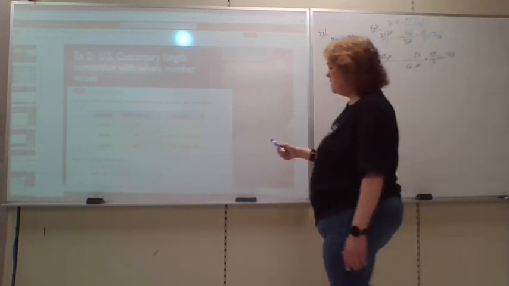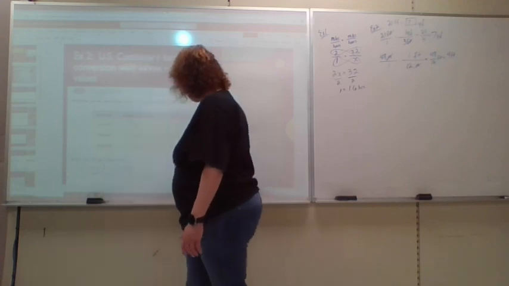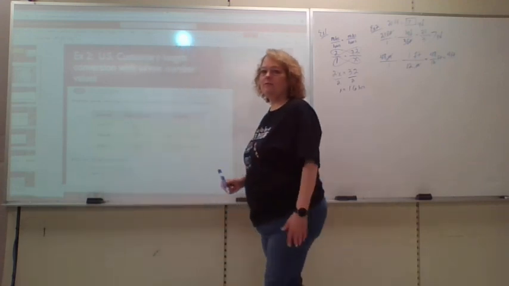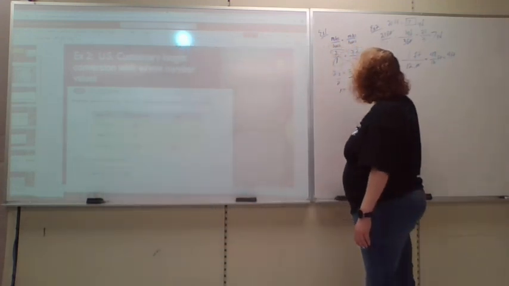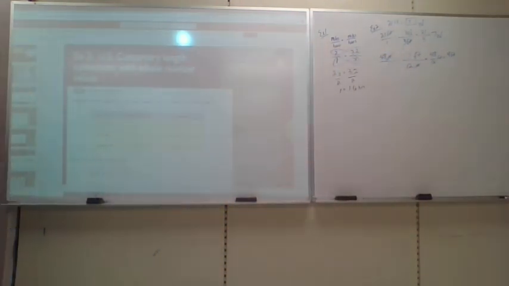Or you can also look at this and say, okay, 48 divided by 12 is 4. But sometimes I like to do it this way to make sure. I call it the picket fence.